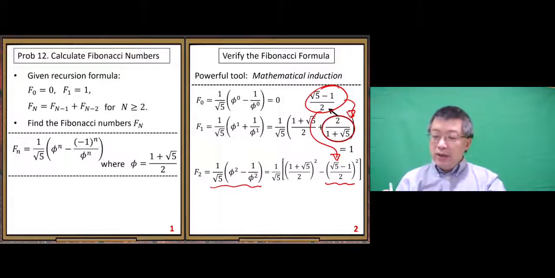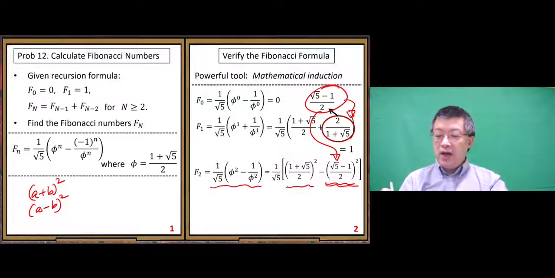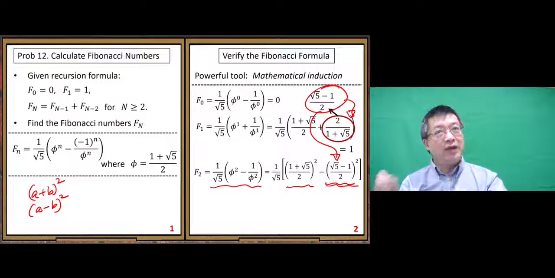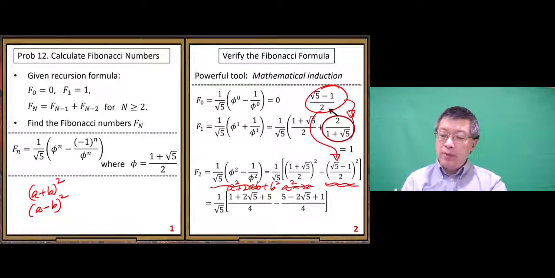Next, let us expand. I hope you know the formula: a plus b squared, and a minus b squared. Here we have that situation. So for the numerator, remember the formula: a squared plus 2ab plus b squared, and a squared minus 2ab plus b squared.